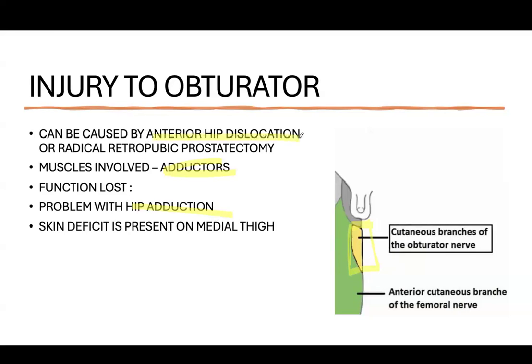Anterior hip dislocation. So remember the ones for the superior and inferior gluteal were posterior hip dislocation, or radical retropubic prostatectomy. They're never gonna ask you this, but sure. Okay.